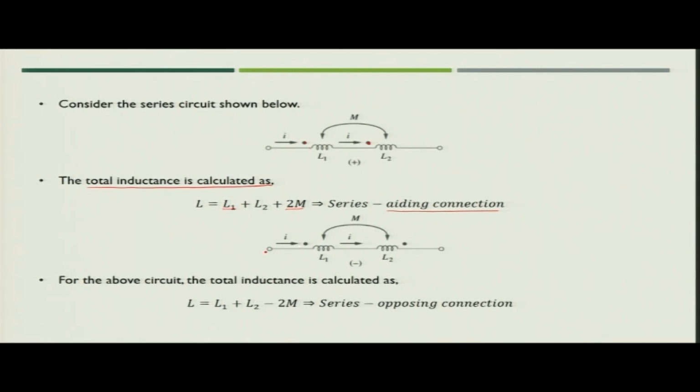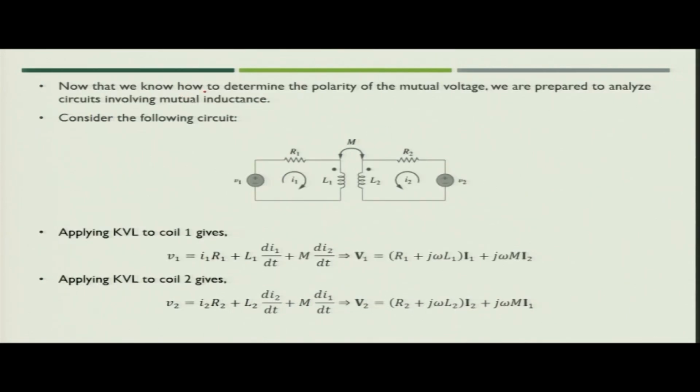Similarly, in the second case, current I is entering the dot and here current I is again leaving the dot, which means that the mutual inductance will be in the opposite direction and the total inductance you will get is L1 plus L2 minus 2M, because this is called opposing connection. Current is going inside the dot from one side, but exiting the dot from the other side. So, now we know how to determine the polarity of the mutual voltage.